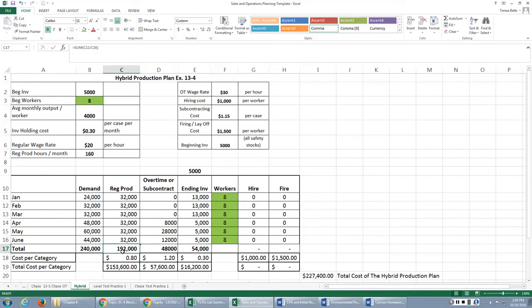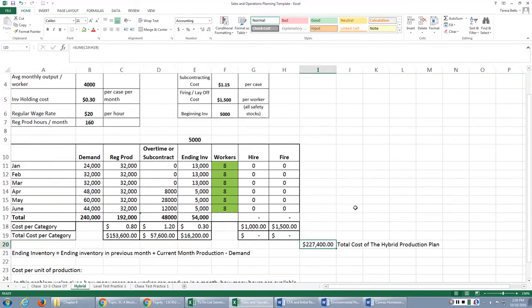We're going to produce 192,000 on regular production at 80 cents per unit for a total of 153,600. Okay, and we're going to have our overtime. We're going to produce 48,000 units on overtime at a cost of $1.20 per unit, right, which is 57,600. And then my ending inventory at 30 cents per unit is 54,000 units because it's the inventory at the end of each month summed up to 54,000 units times 30 cents a unit is 16,200. So my total cost for this plan is 227,400.